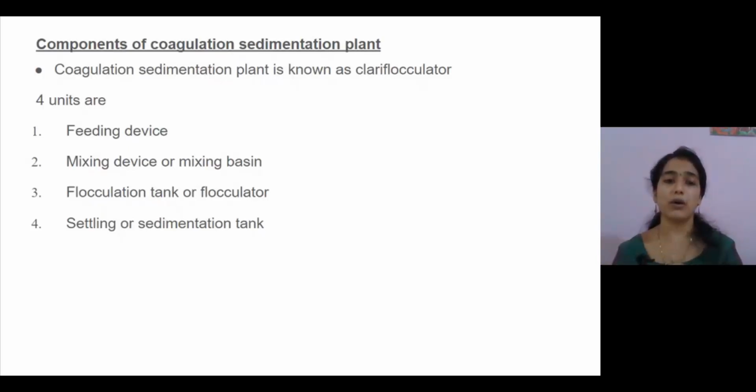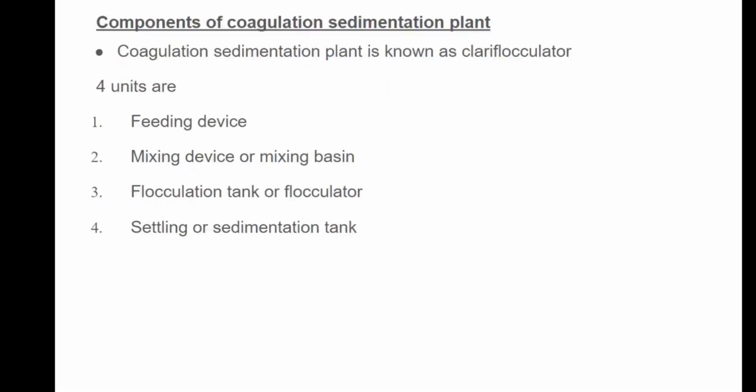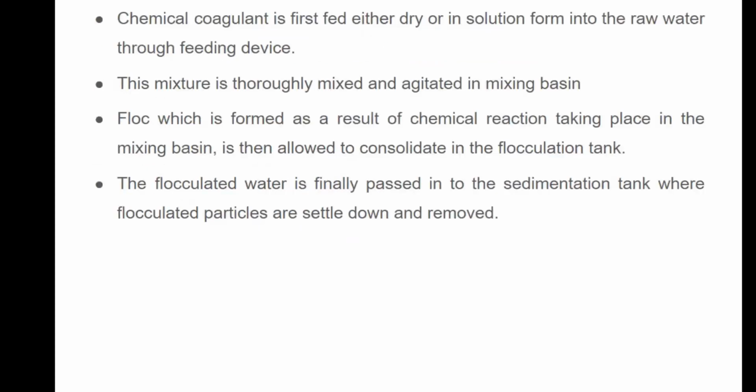The fourth component is settling or sedimentation tank. After forming the flocks, we have to allow the water to settle down. The formed flocks are to be settled at the bottom of the sedimentation tanks. These are the 4 components of a coagulation cum sedimentation tank or a clariflocculator.